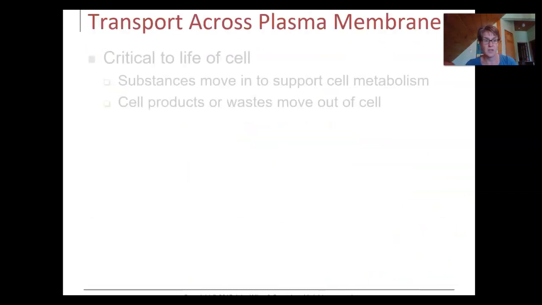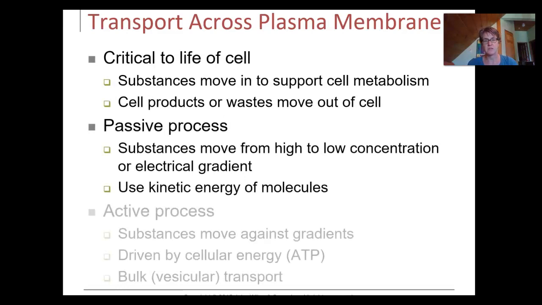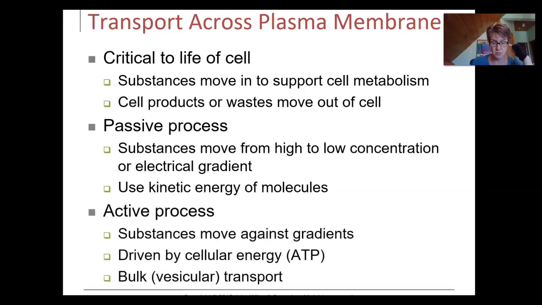So that kind of leads us into transport. We're going to talk about two different types of transport. We're going to talk about passive transport in this lecture, and then we'll do different active processes in the next lecture. So we've got some stuff to talk about today, but it should make sense.